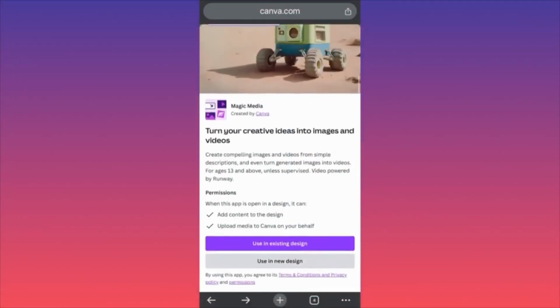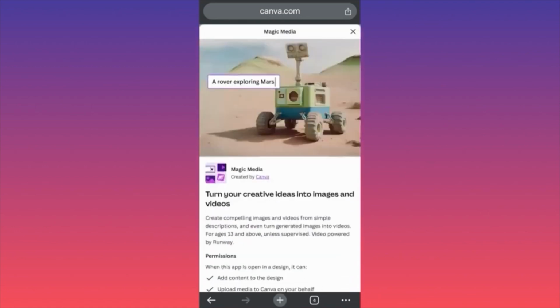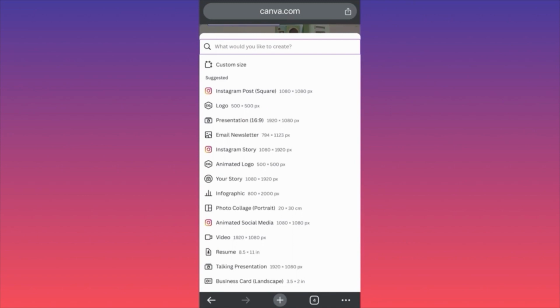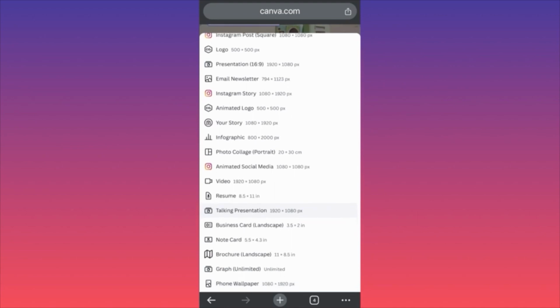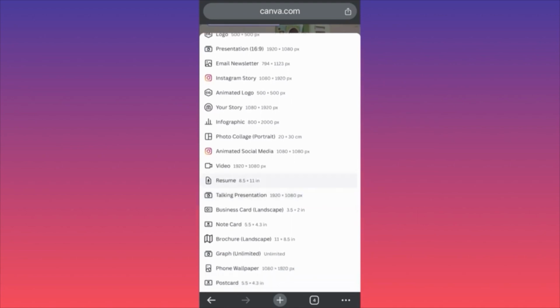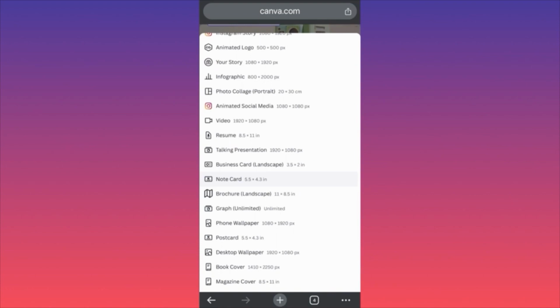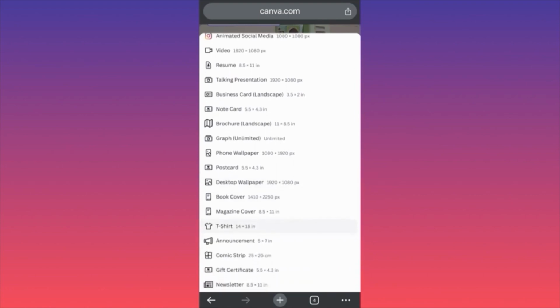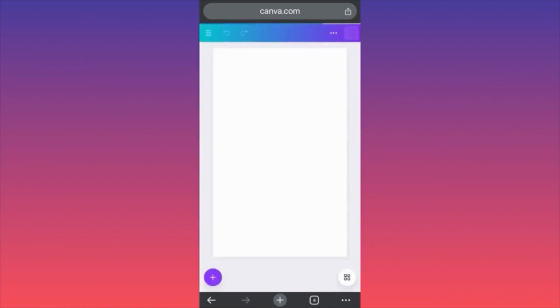So you want to come over here, guys, and you want to click on create a new design. Okay, when you click on create a new design, you will have an option to choose different types of content that is already framed. You have the right content, you have the right aspect ratio, you have the right pixels as well. So let's say in our example we are going to create a phone wallpaper, a desktop wallpaper, a book cover. I think this is cool.